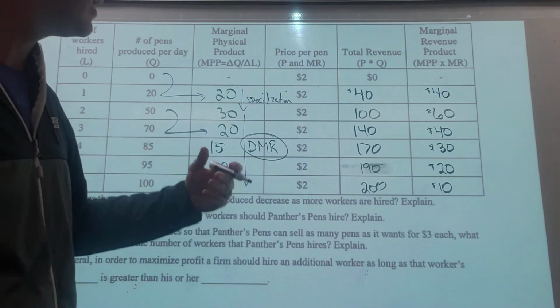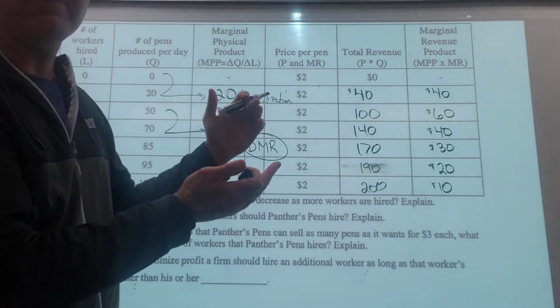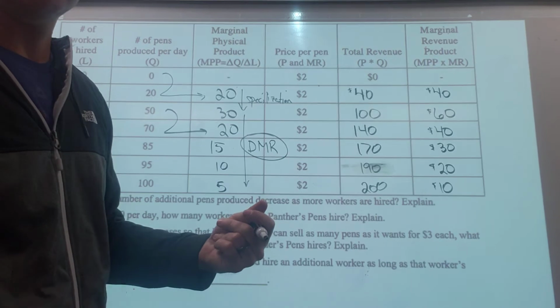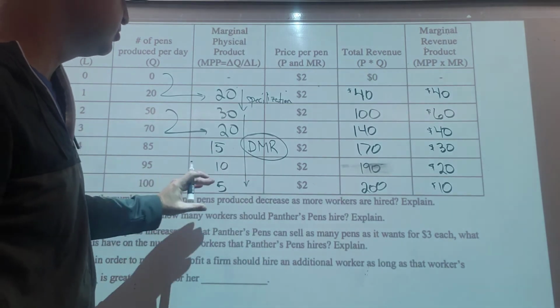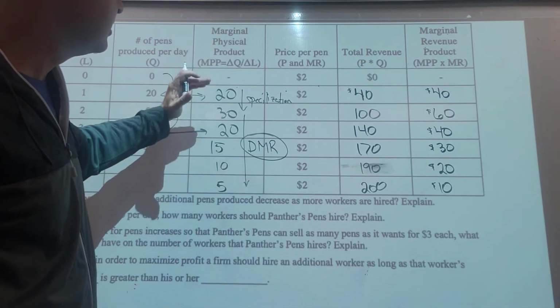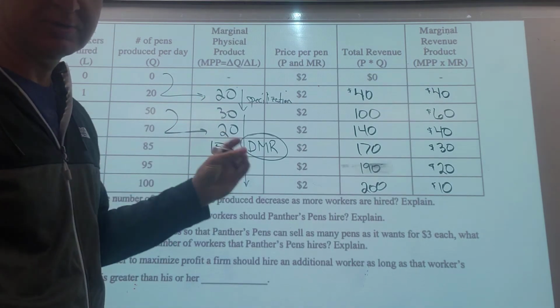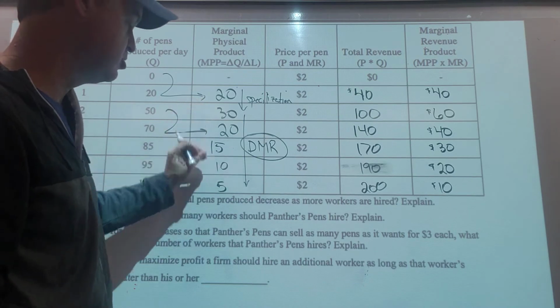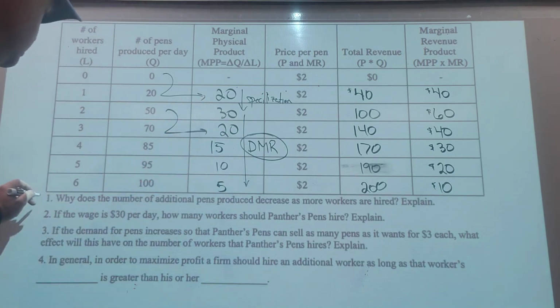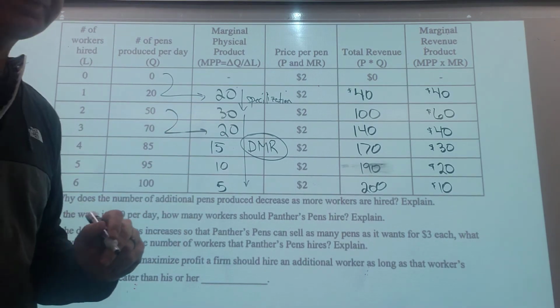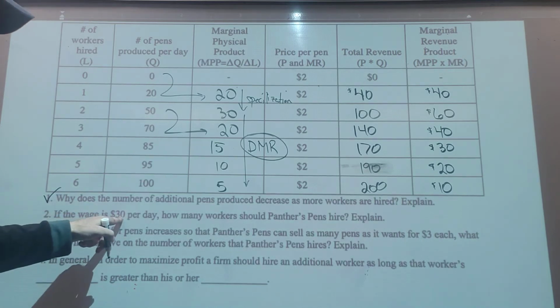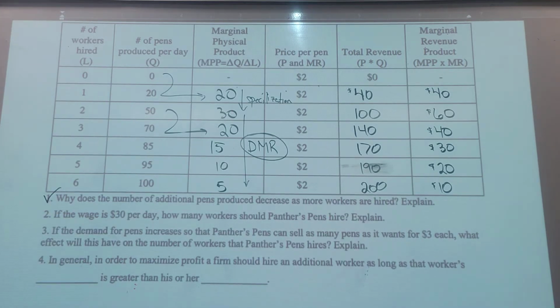How do you explain that? As I add more variable resources, workers are a variable resource, to a fixed resource, to my kitchen, the additional product from each worker decreases. Don't say the total product decreases, the additional product from each worker decreases. 1, check. 2, if the wage is 30, how many workers should Panther Pens hire?